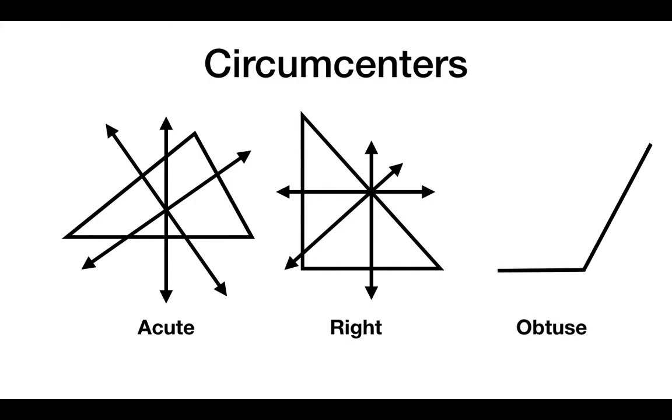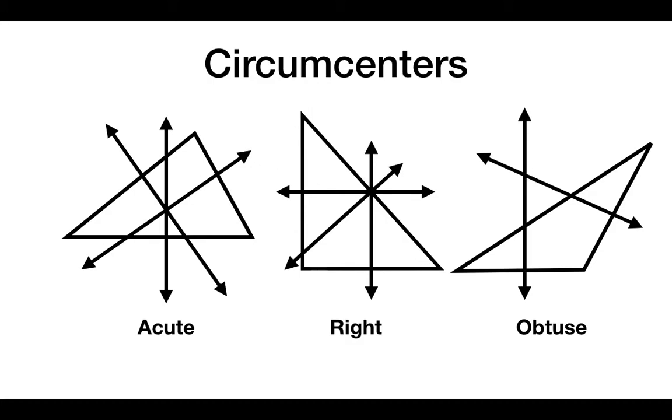Finally, when we have an obtuse triangle like this one, look what happens to the center. The center actually goes outside of the triangle. So the circumcenter in an acute is inside. On a right, it's on the hypotenuse. And on an obtuse, it's outside of the triangle, past the longest side.